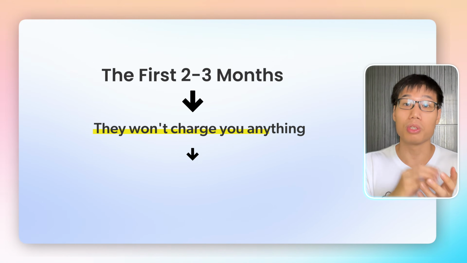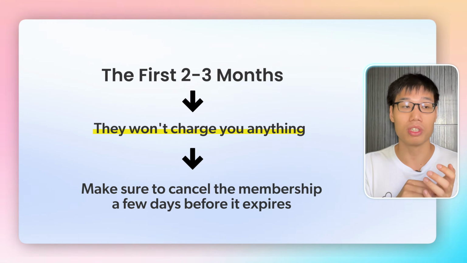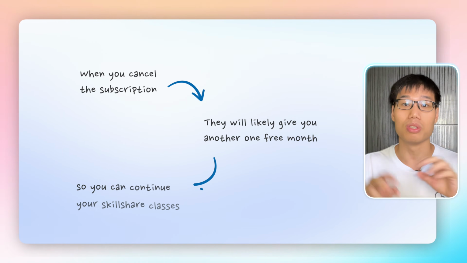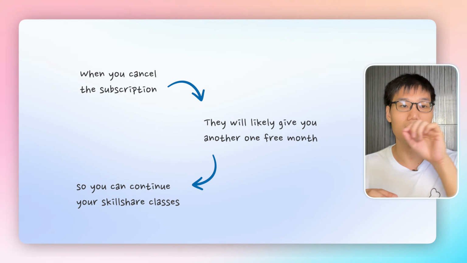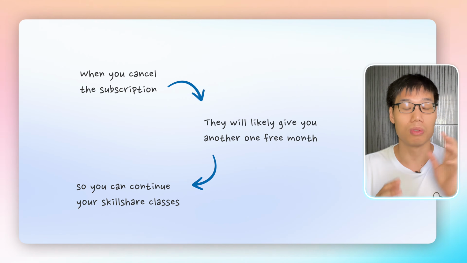anything at all. Just make sure that a few days before the membership expires, you go in and try to cancel the membership. But when you cancel, this is one bonus tip: they will likely give you 1 free month to incentivize you to continue the Skillshare class. Click on that, continue that free month, and then set a date for when that month expires. Then you cancel the membership. So that will give you a good 3 to 4 months of learning how to edit.